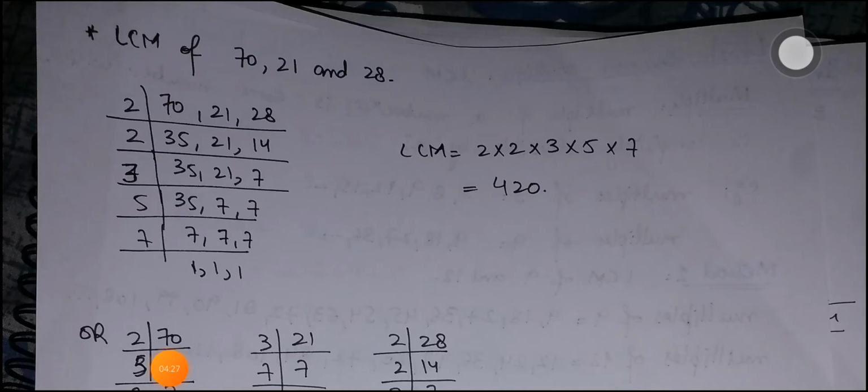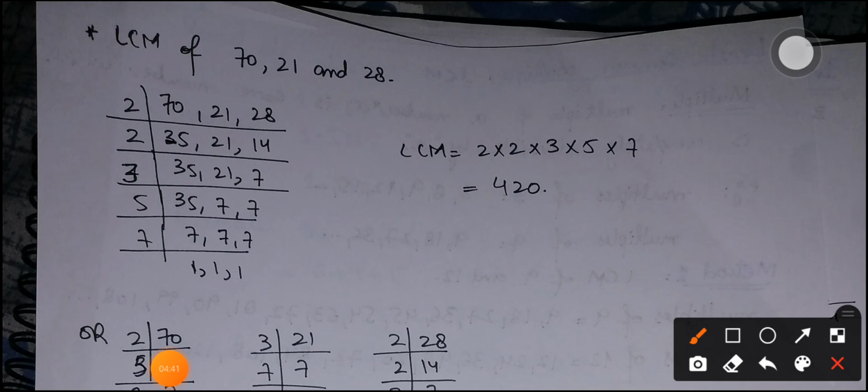Now we are going to find the LCM of the three numbers 70, 21, and 28. If you remember the third method, I will simply deal with the three numbers as a whole. So I will start the prime factorization with 2. So 2 into 35 is 70, 21 as it is, 14 into 2 is 28. Then again it would be divisible by 2, so 2 sevens are 14. The other two numbers are the same.